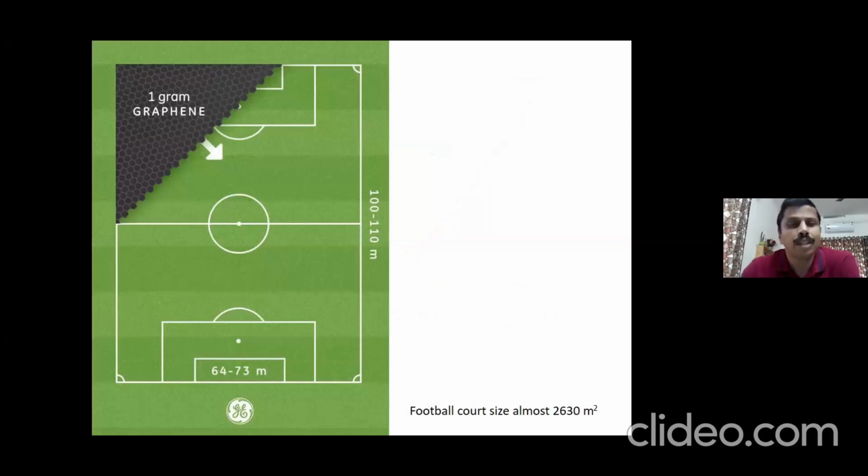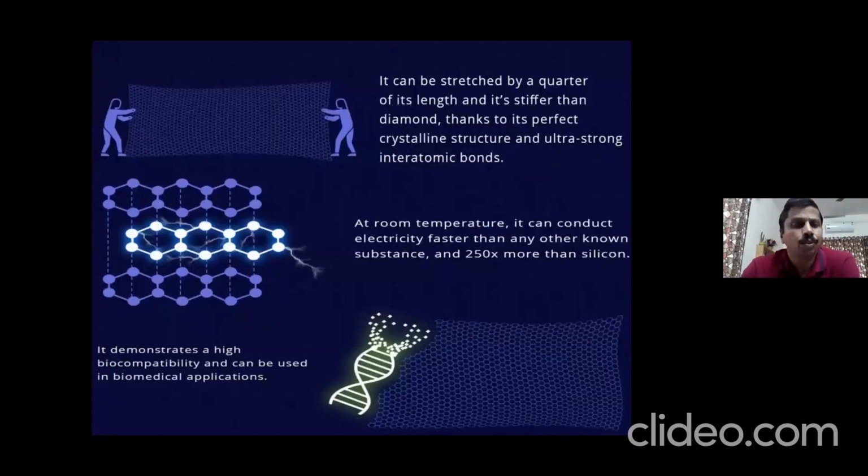And if you look at the surface area, as I told you, a football court has an area of around 2,630 meters square, right? Okay, graphene has a similar surface area. That means if you take just 1 gram of graphene, you can spread it over the entire football court. So you have a very huge surface area, right?